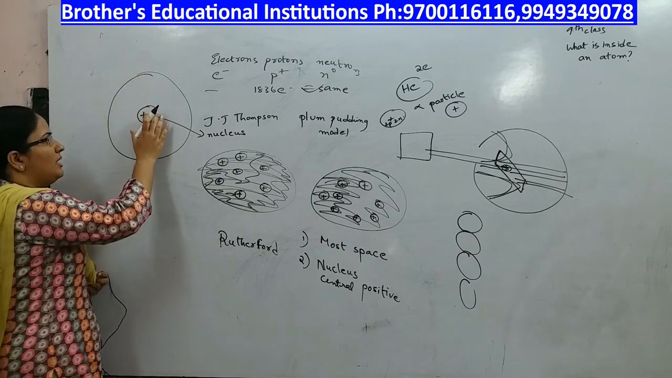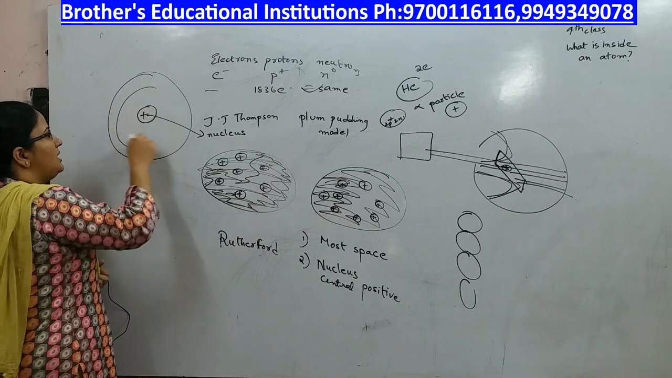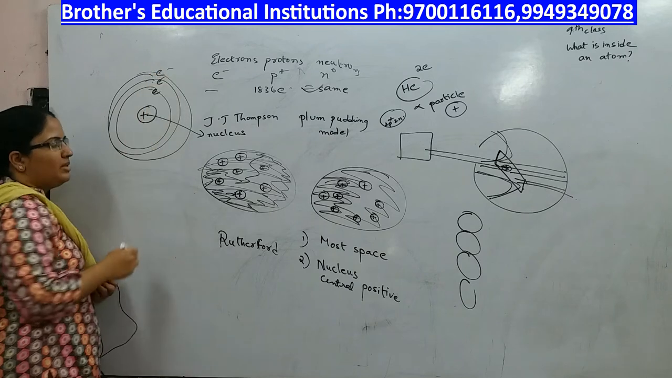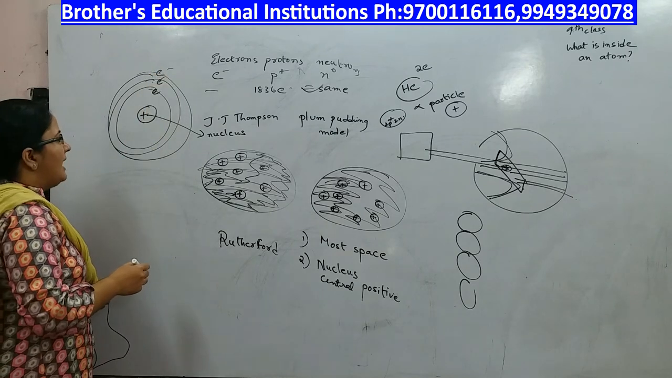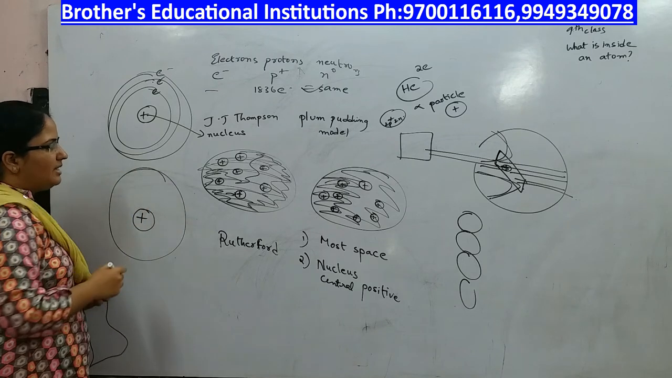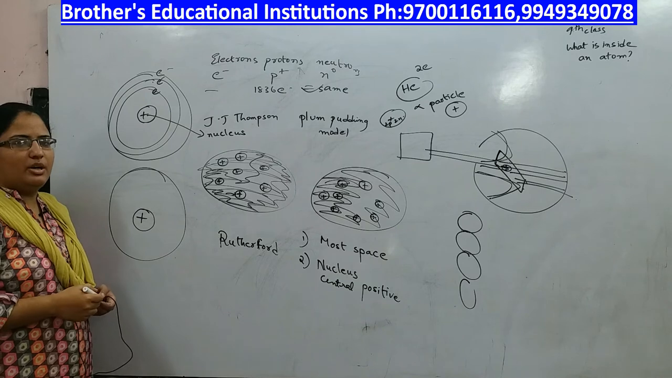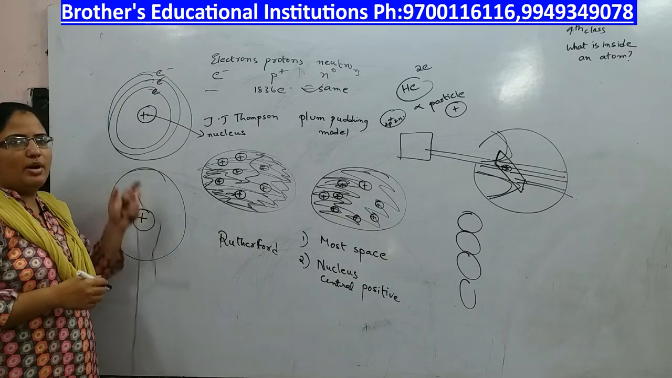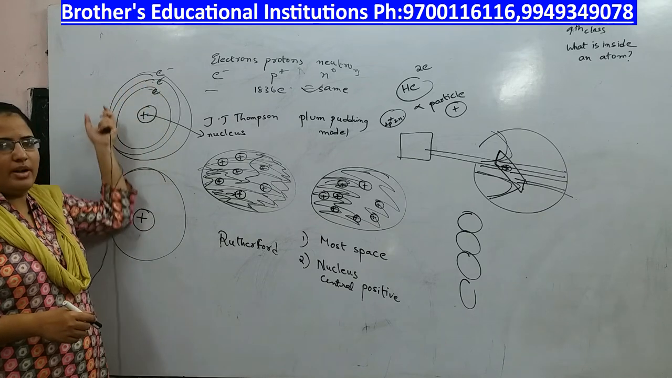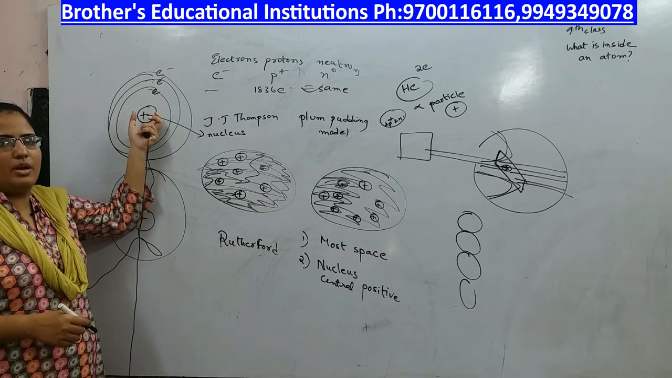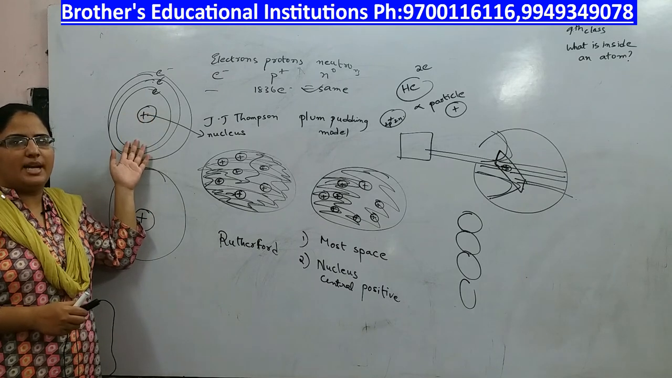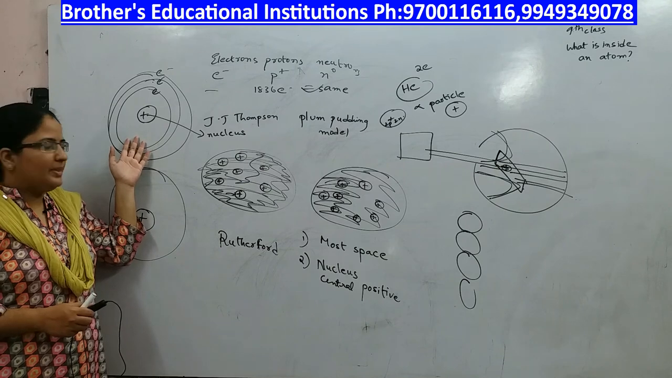The electrons were not a part of the nucleus, but electrons revolved around the nucleus in specific orbits, just like the planets revolve around the sun. And the size of the nucleus is very small compared to the size of the atom. These are the salient features of Rutherford's model. This model is also called the planetary model, because he said that electrons revolve around the nucleus just like planets revolve around the sun. That is why this model is also called the planetary model of an atom.